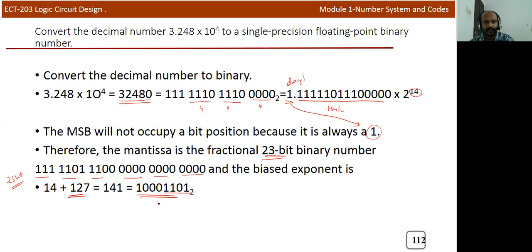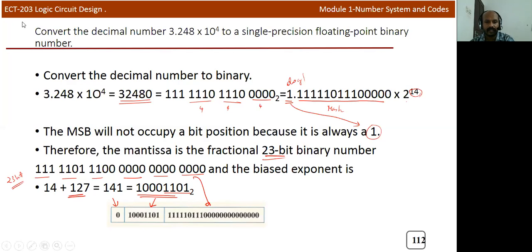Now we can write the final answer. It's a positive number, and here you can see the biased exponent and the 23-bit mantissa. This is the final result, which represents the single precision representation of the given decimal number.